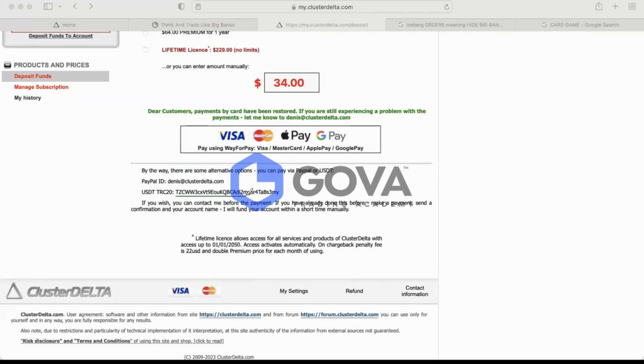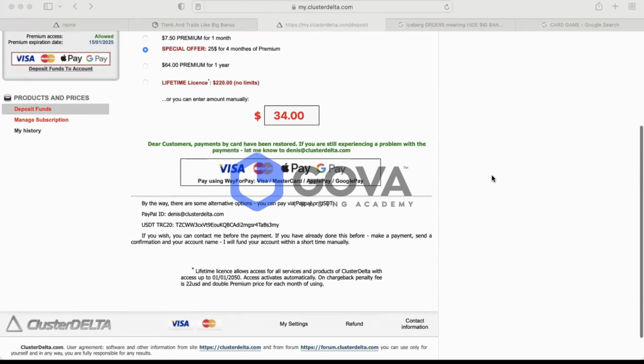If this is your payment method, then after your payment you need to send me your registered Clusterdelta email. If you also pay by PayPal, also send me your email, so that I can forward your payment receipt to Clusterdelta's customer service so that they can confirm your payments. When they confirm your payment, you should start using it. Message me and I'm going to direct you on how to use the Clusterdelta, all right?